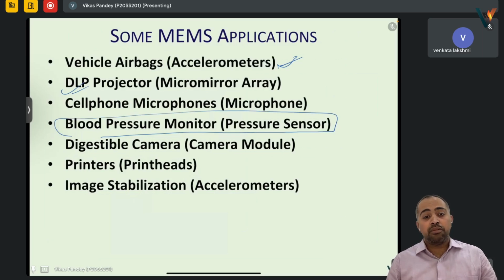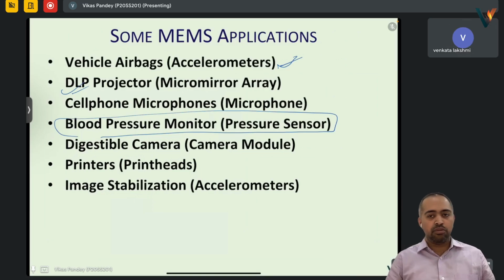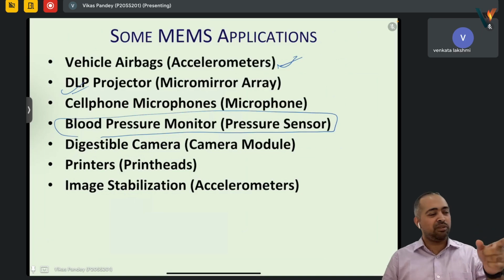Digestible camera. A small camera module. Earlier there was endoscopy, in which a tube was inserted from the mouth. Yes, sir. That used to be very painful, not a very convenient way also, and people used to think the tube was inserted in someone else's mouth just before theirs. So it had a stigma and all.